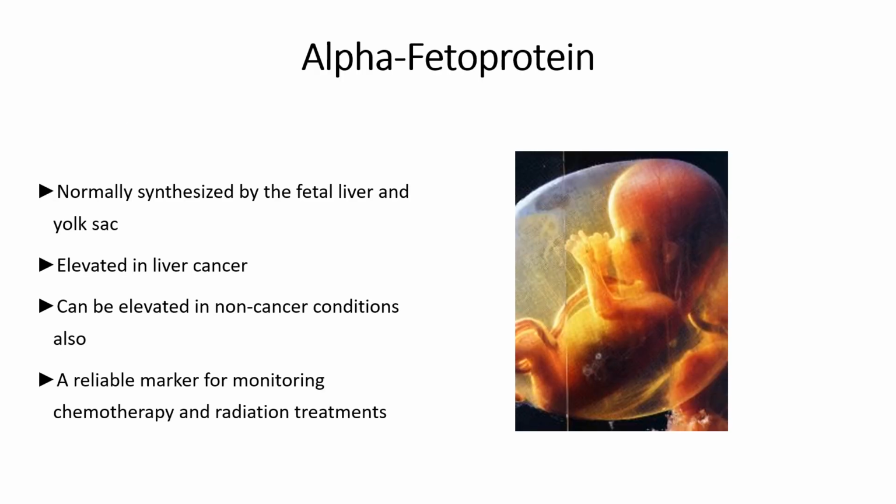Alpha-fetoprotein is found in fetal serum but not in adult serum unless cancer is present. In primary hepatomas, a metabolic shift of liver tissue occurs, making the tissue revert back to a fetal-like state, so alpha-fetoprotein is produced. Alpha-fetoprotein is normally synthesized by the fetal liver and yolk sac. It is elevated in cases of liver cancer and can be elevated in non-cancer conditions also. It's a reliable marker for monitoring chemotherapy and radiation treatments.